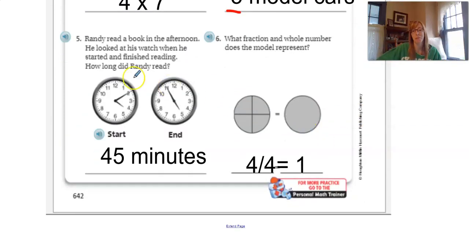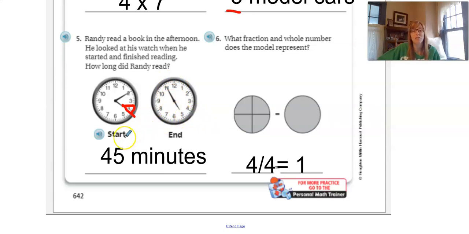Okay. Randy read a book in the afternoon. He looked at his watch when he started and when he finished. So we have the start time, we have the end time. We're looking for the elapsed time. So hopefully you guys are drawing your hour out, circling the lower hour. So that would be 4:10. And then this one's not quite 5 o'clock, so it's still 4:55.